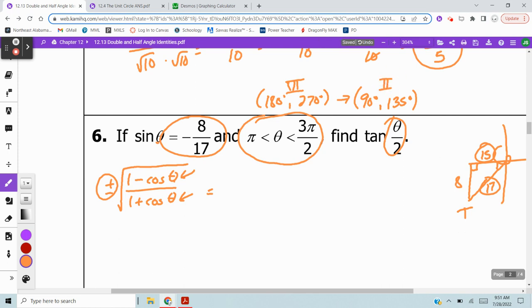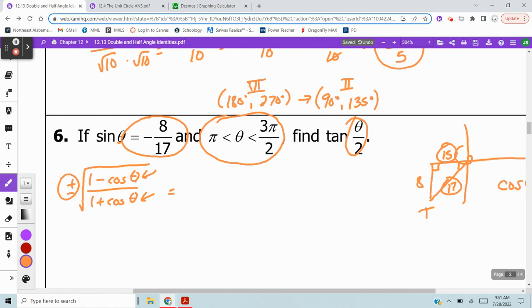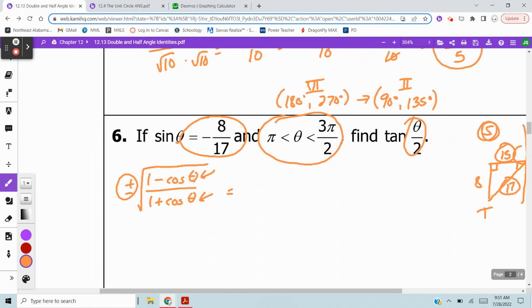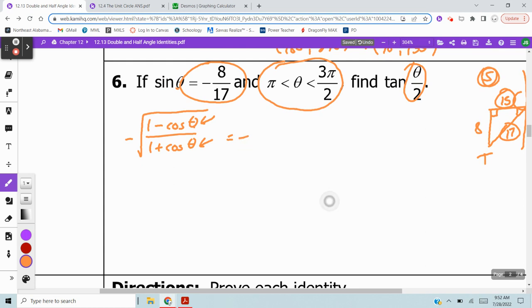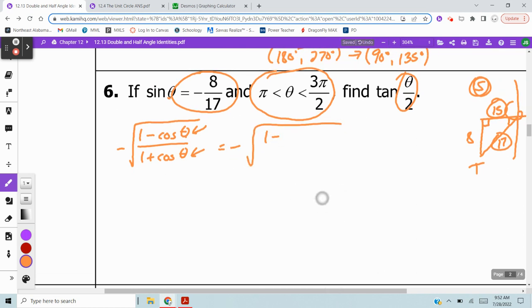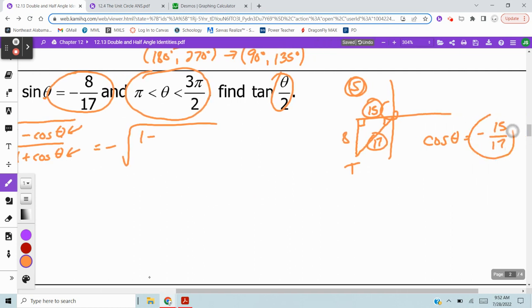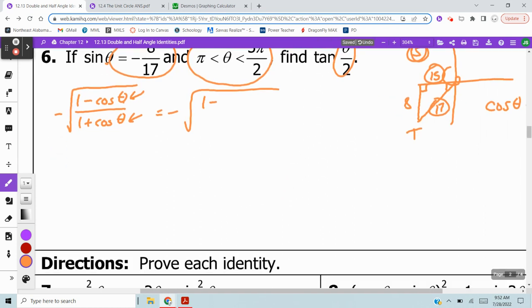So we're looking for a tangent of an angle in the second quadrant. Tangent in the second quadrant, all students, tangent would be negative. So therefore, we're going to keep our negative sign on this one. Let's leave that negative sign out front. We have on top 1 minus the cosine of theta, which we just found a while ago was negative 15 over 17.